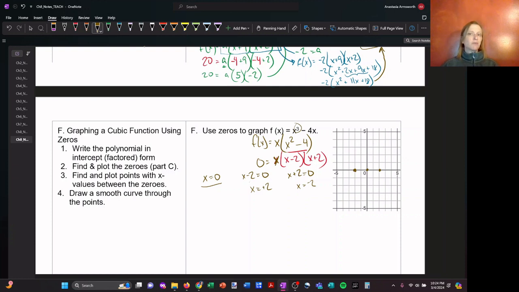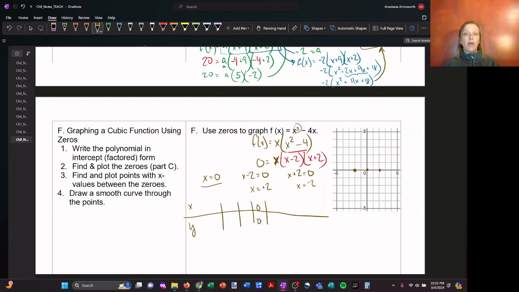In order to actually be able to graph this, I need to know what's happening between those zeros. And so much like we did for parabolas, I'm just going to make a table of input-output values where I test some of those numbers that are between the zeros that I know about. So I know that there's a 0 at 0.